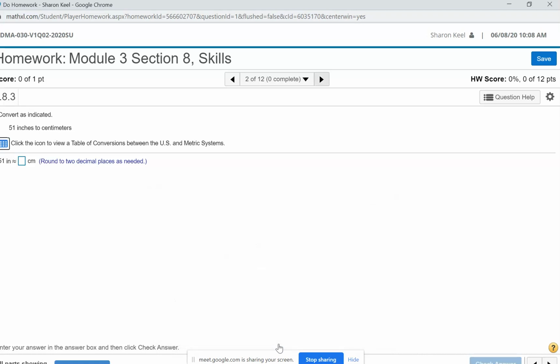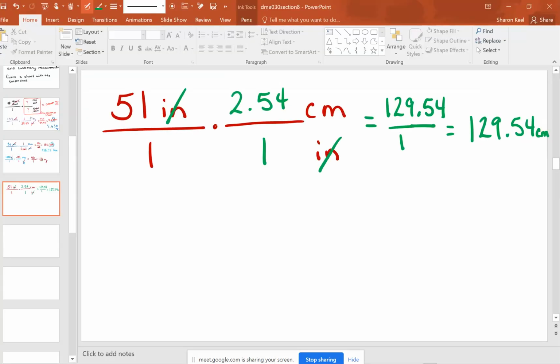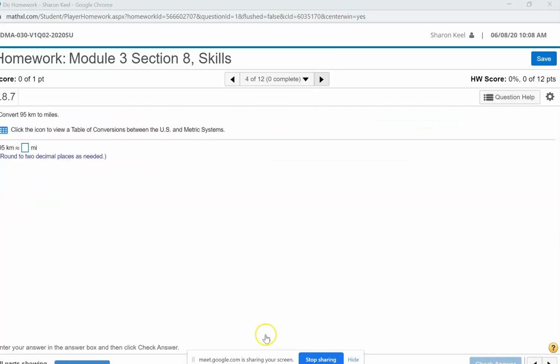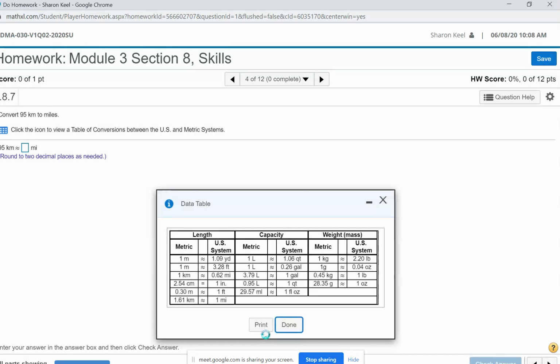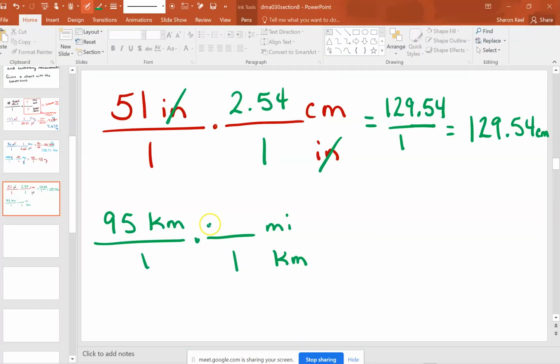So everything that you're looking at here in this section is going to be converting from one to the other. Here's a kilometer to a mile. 95 kilometers to miles. So 95 kilometers, put it over 1. We're converting to miles. Put the unit kilometer on the bottom. Let's come back to here and look at our chart. I want to take the first one I have. 1 kilometer is 0.62 mile.